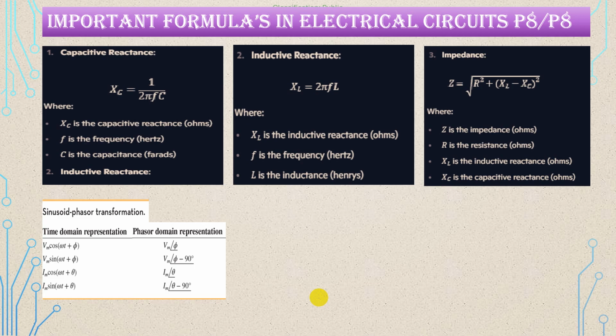Same here for current I. Both are the same. For cos(omega t + theta), it is I at angle theta. If it is sine, it is theta minus 90. The remaining is the same.